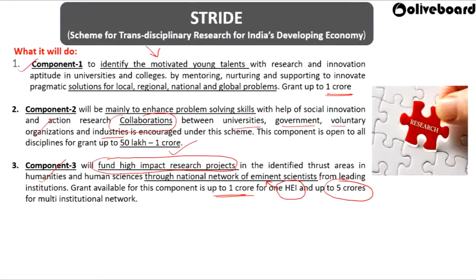First, to identify the students. Second is where we are doing the collaboration of the university and government. And the third component is for the high impact research project, where direct funding will be provided for up to 1 crore rupees for one higher education institution and up to 5 crore rupees for a multi-institutional network.